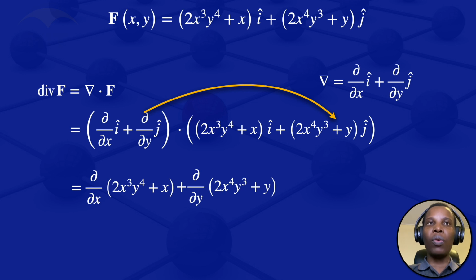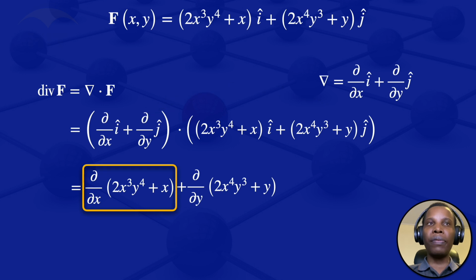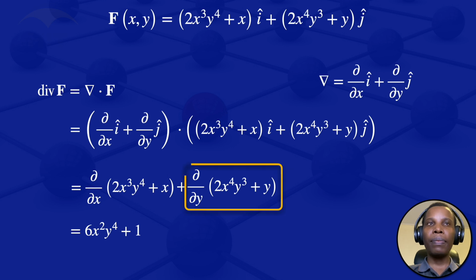The next step, I'll go on and evaluate this partial derivative here. For this partial derivative, we are differentiating with respect to x, but treating y as if it's a constant. The result that we get is 6x²y⁴ + 1. Then go on and evaluate this partial derivative with respect to y. Differentiate with respect to y, but treat x as if it's a constant. The result is 6x⁴ multiplied by y² plus 1.